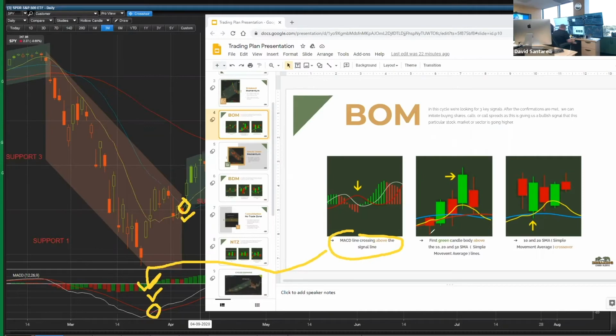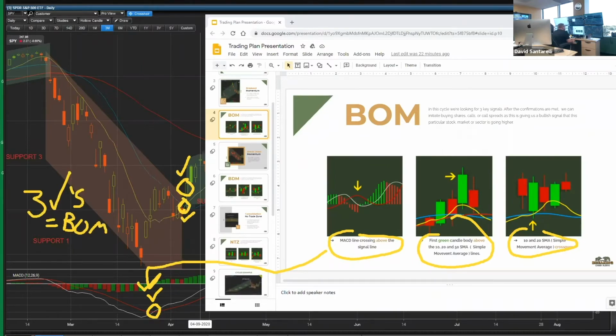Okay, your first green candle above the 1020 SMA right here. That's check. And your 1020 cross over. And that's right here, which we already have circled. So those 3 check marks represent breakout momentum.